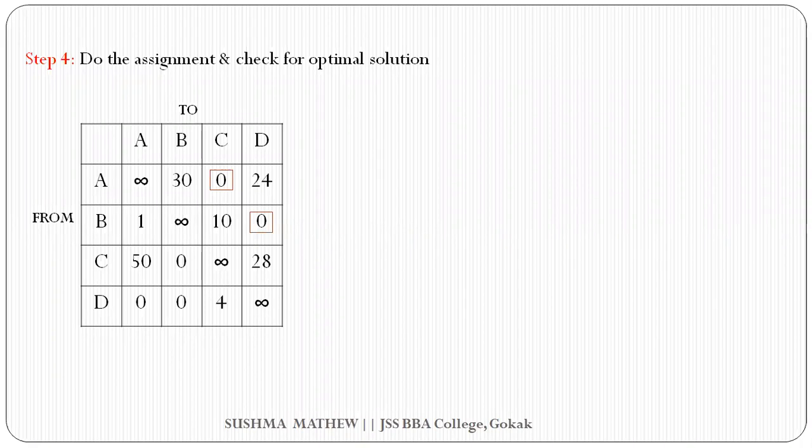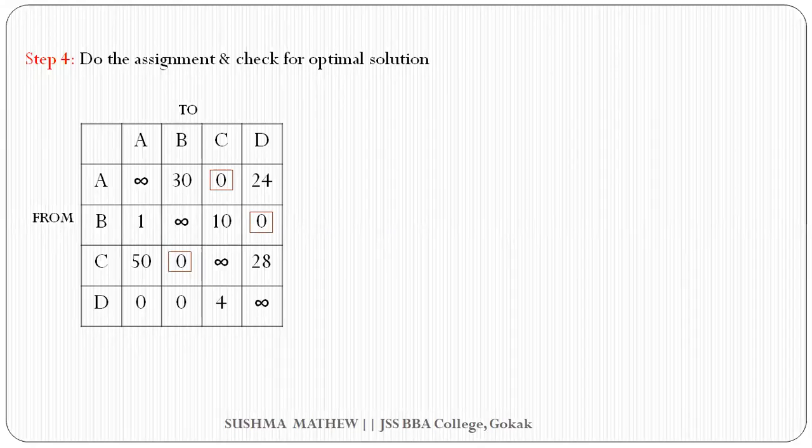Now, in the C row, it is B column. In C row, there is one single zero in B column. But in B column, there is one more zero. Can you see that? Yes, that particular zero is being cross-marked.